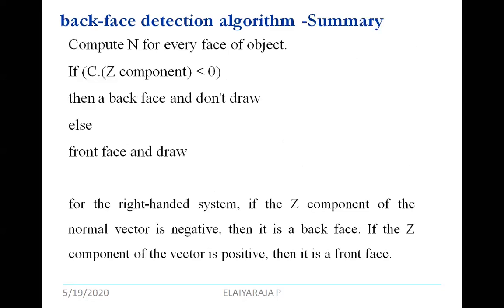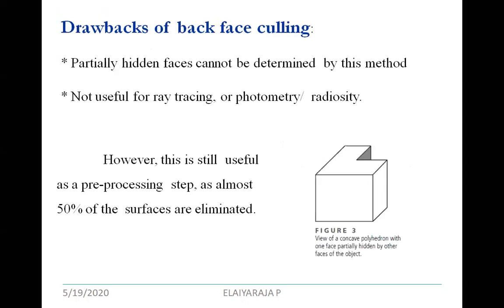So overall, in the back face reduction algorithm, you have to compute the normal vector for every face. If you take the example of a given triangle, if the triangle has 3 faces, you have to compute the normal vector for every face. And if the dot product of the Z component is less than 0, then it is a back face. Don't draw. Else, front face, you have to draw. By this you are eliminating the hidden surfaces.